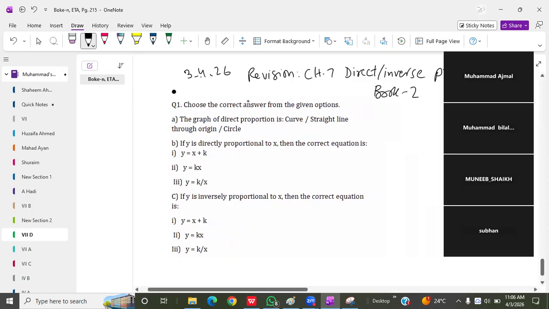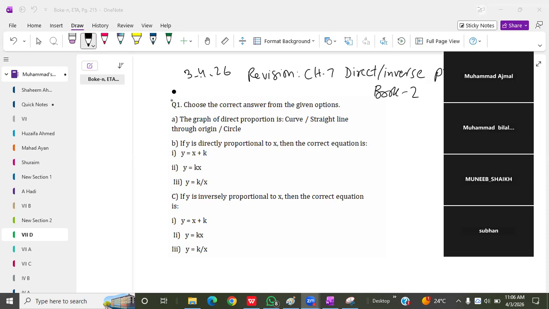So this is the worksheet I have sent you before Eid, I think. So the first question is choose the correct answer from the given options. So read out this question. Who is going to read? Can I? Yes. Question 1. Choose the correct answer from the given options. A. The graph of direct proportion is curve, a straight line through origin, or circle.